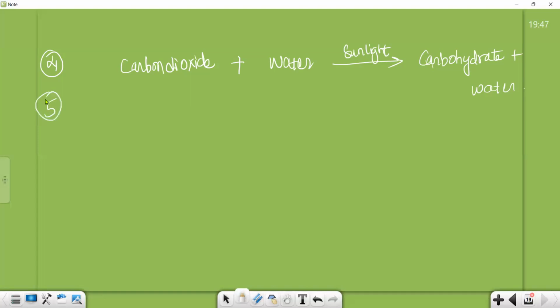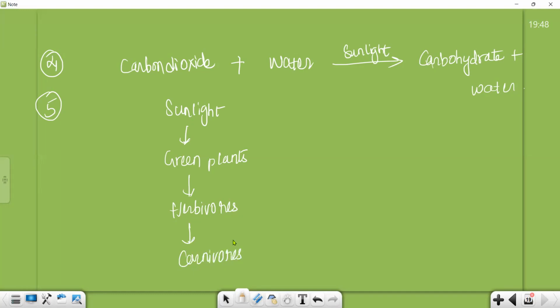Next question. Show with the help of a sketch that plants are the ultimate source of food. Can you tell? From the sunlight, plants derive food, right? Green plants become food for herbivores. What are herbivores, students? Herbivores are the animals which only eat plants. Whereas carnivores eat only animals, like herbivores. And decomposers can decompose everything. So this is the structure which shows the ultimate source of food.